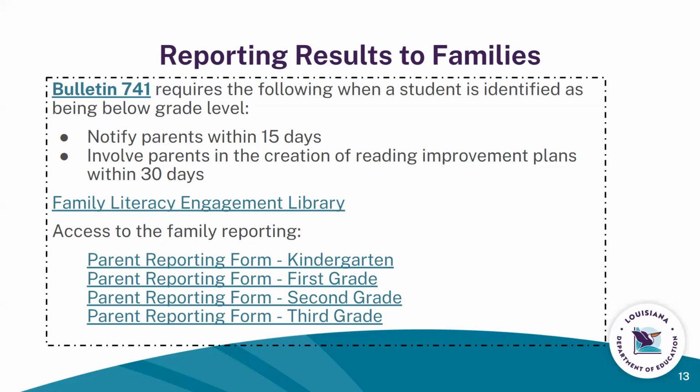As we know, families play an essential role in the literacy development of children. Strong family literacy engagement is active involvement in authentic communication, building meaningful relationships, and fostering a learning community among school leaders, teachers, families, and students. As part of this open line of communication, Bulletin 741 sets forth a requirement that when a student's scores fall below level benchmarks, families are to be notified within 15 days, and a reading improvement plan is created in collaboration with the parents within 30 days.